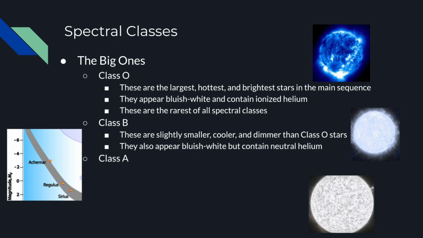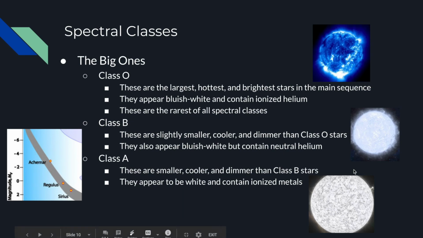After Class B are the Class A stars. I know the alphabet doesn't work. These are smaller, cooler, and dimmer still than Class B stars. They appear to be just a solid white color, and they contain ionized metal.